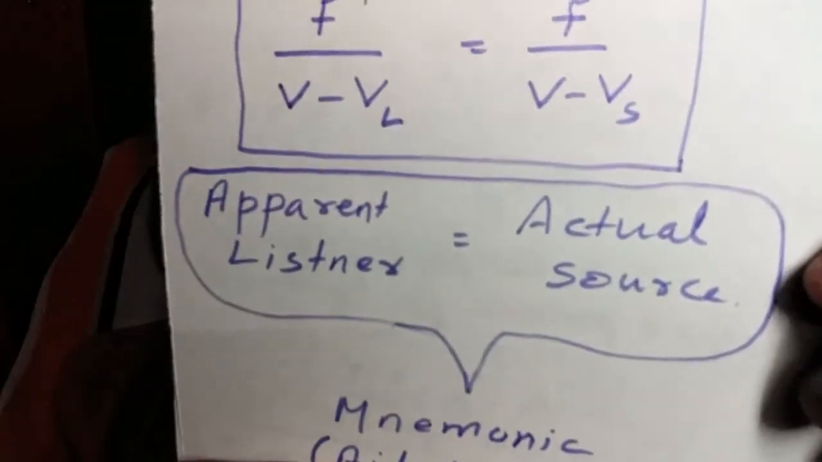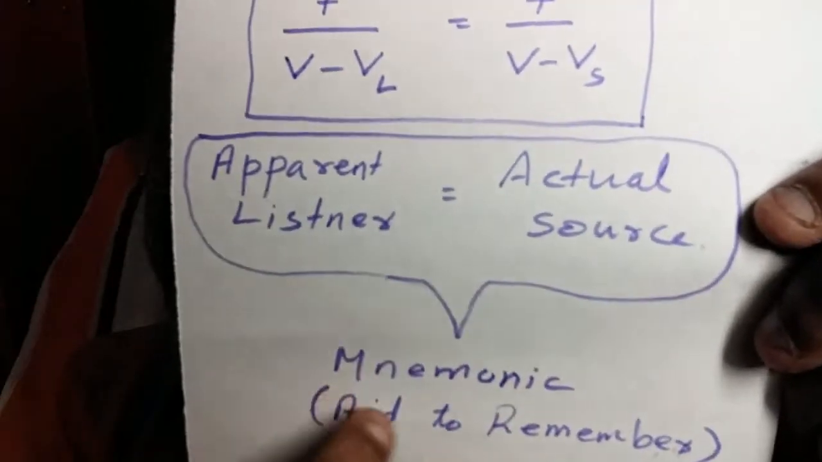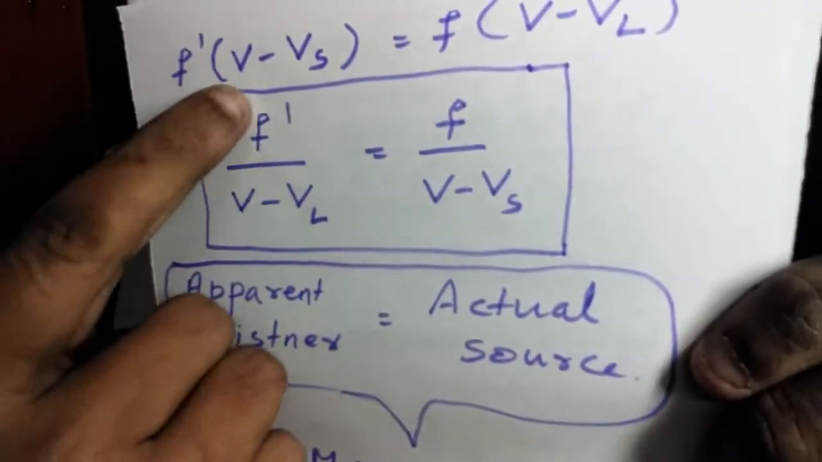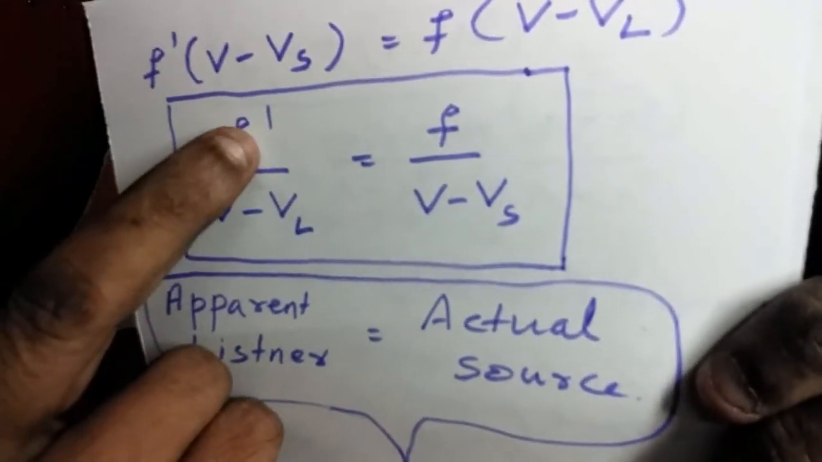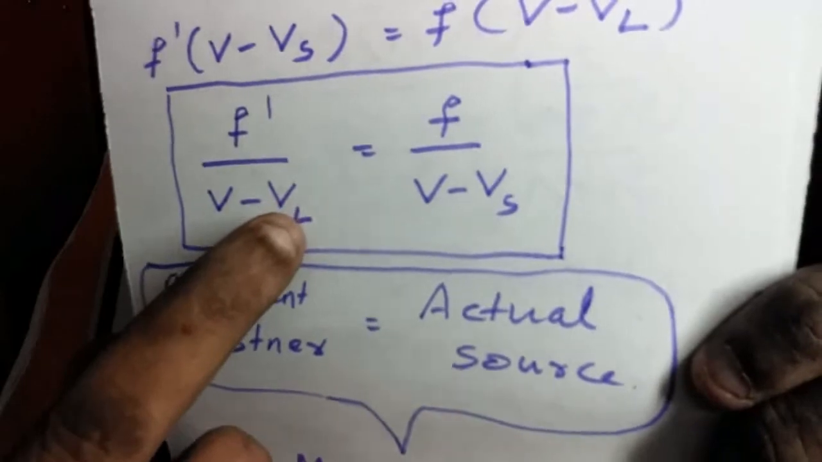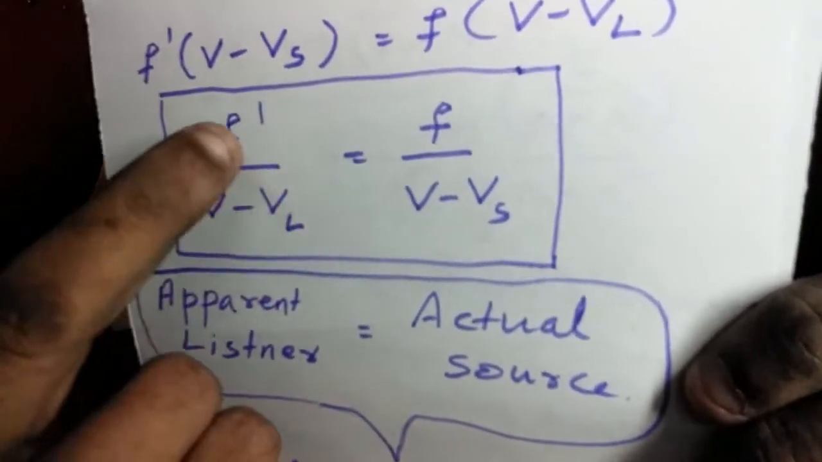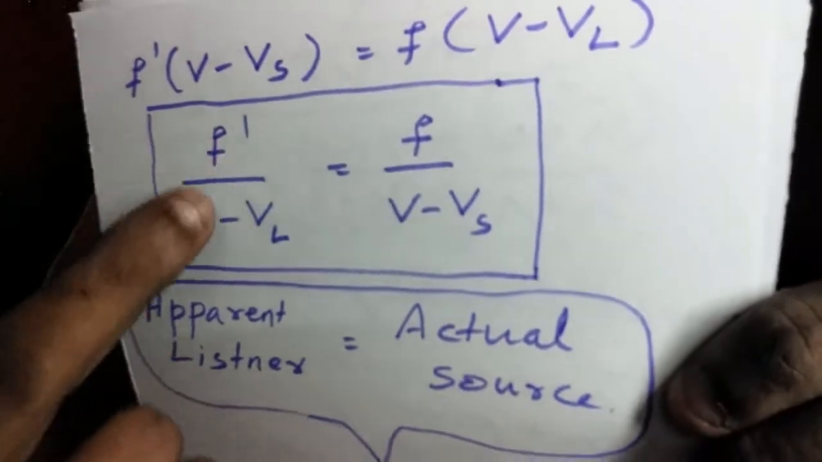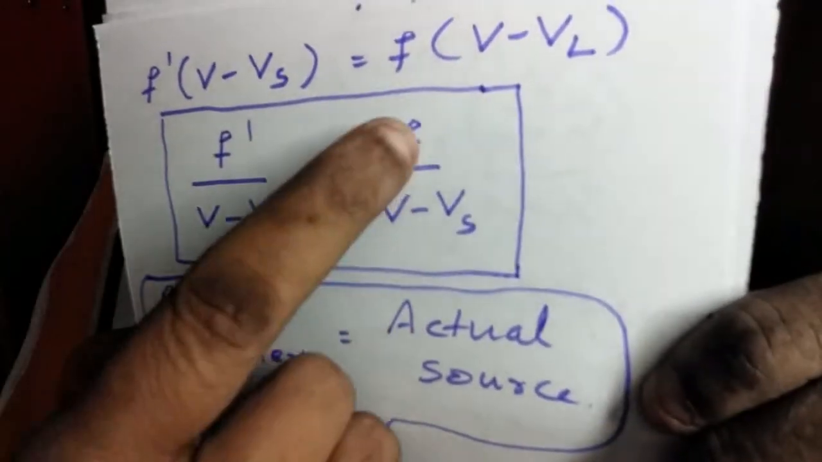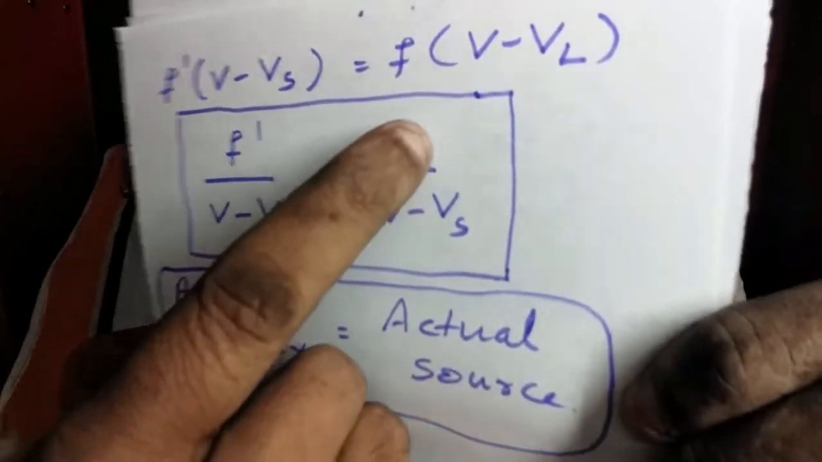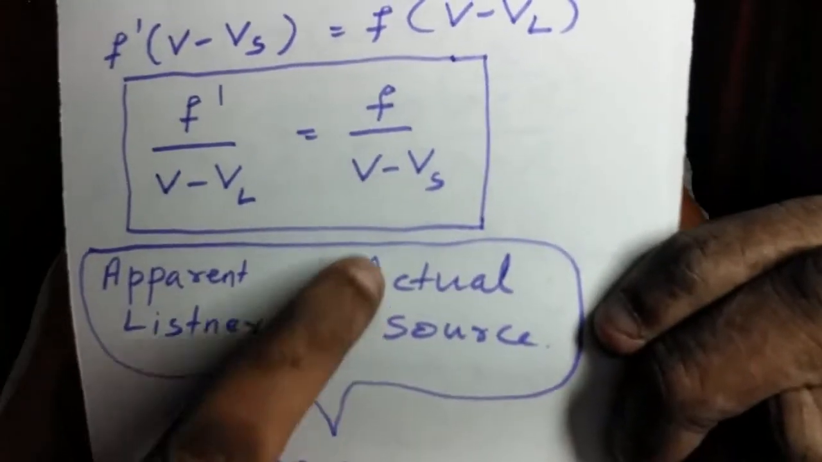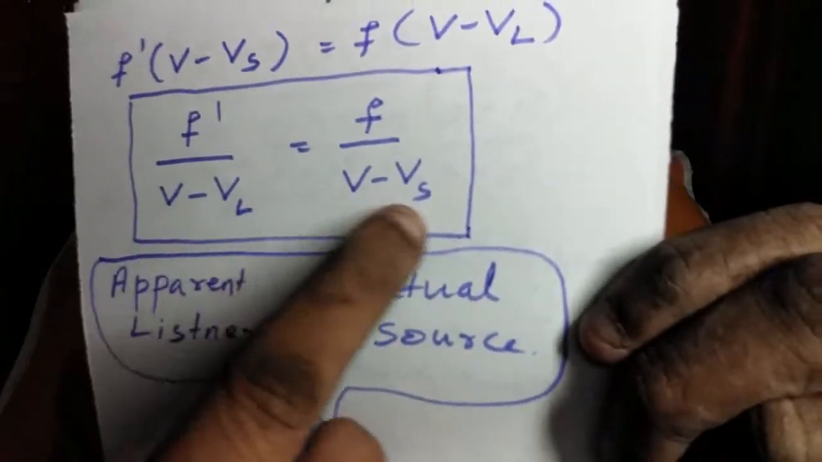Okay, you can use a mnemonic as an aid to remember. This term you call the apparent listener. That means apparent frequency by relative velocity. Here you use VL, velocity of the listener. This is the apparent frequency. Both come on the same side. So apparent listener equals actual source. Actual source means actual frequency by V minus velocity of the source. This is a mnemonic or a useful aid to remember the Doppler frequency.